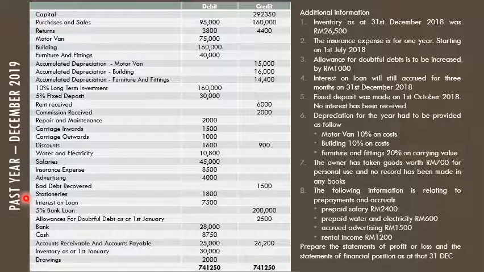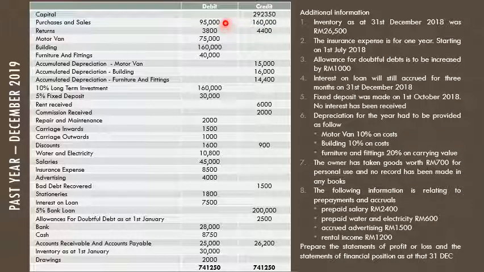So I took this from December 2019, and this is in the questions given to you, which gives you a trial balance as at 31st December 2019. And then they give you additional information for you to make some adjustments before you can prepare your financial statement. So what items are in this trial balance? If you look at the trial balance, alright, they give you purchase and sales here on the same line.